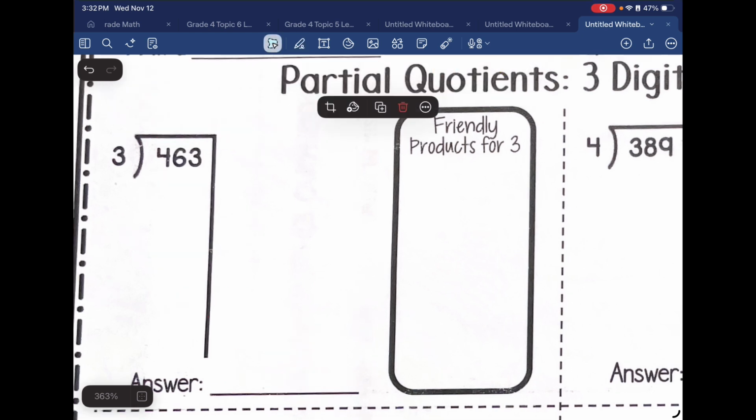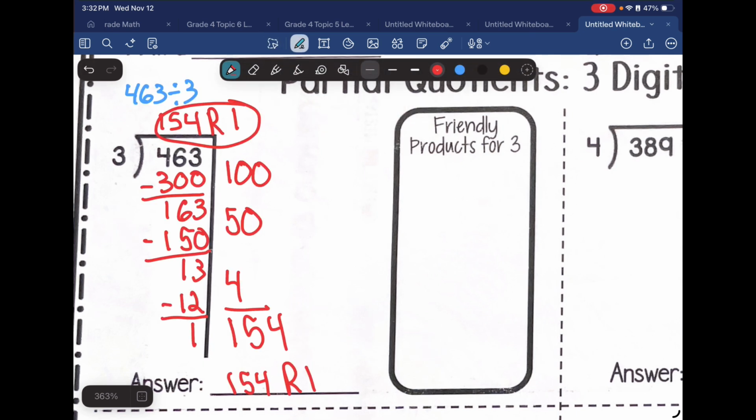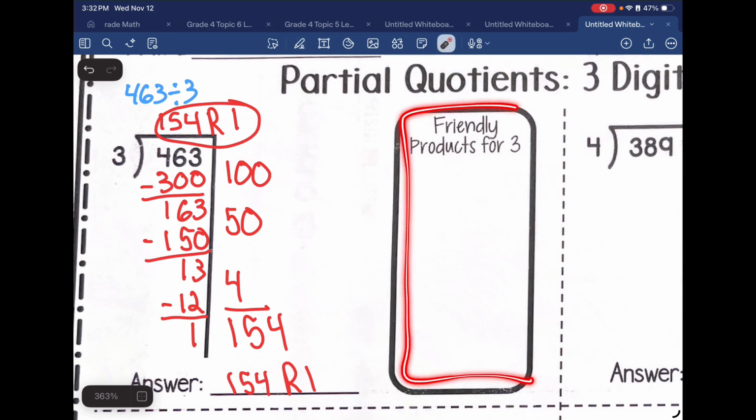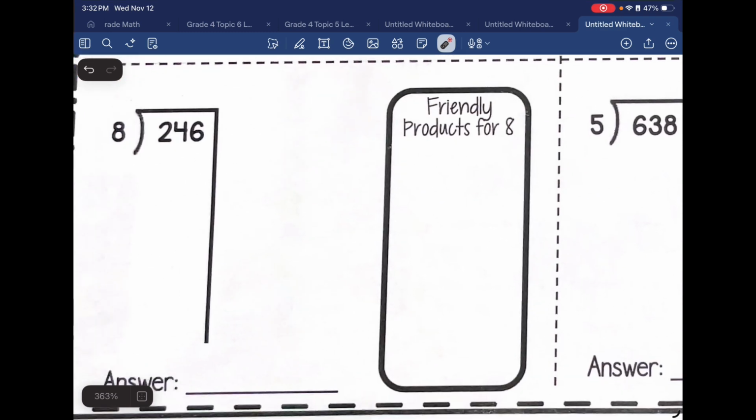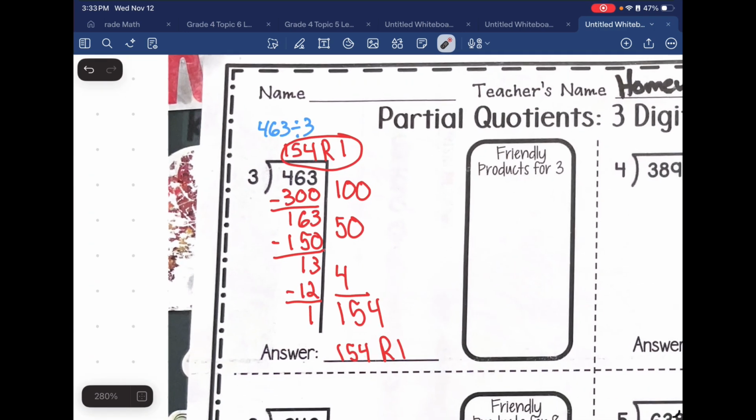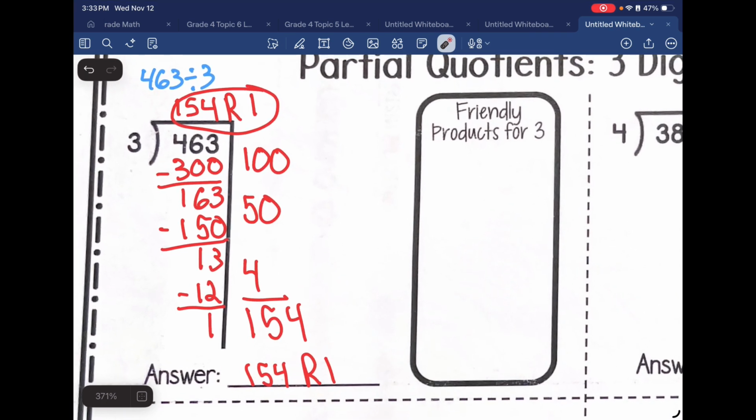Over here, you can list your facts if you want to for threes. It will help you out. Same thing over here with 4. We've got 8, and we've also got 5. I hope that helps you out with a little bit of the homework.